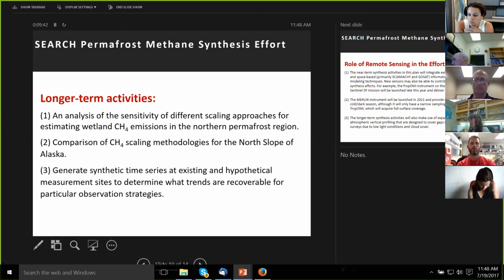And this is probably what's most relevant to this group in terms of determining how to expand on the current observation network.